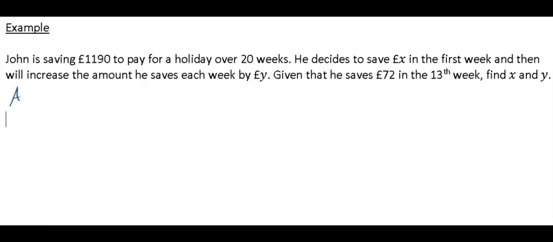Okay, first thing to do in a question, I guess, is write down what it is. So it's an AP. My first term is the amount he saves in the first week, it's X. My common difference, d, is what he increases that by, so he increases that by Y. And my n is 20 weeks. Now, the formulas we know for an AP, we have u_n is equal to a plus (n minus 1) d.